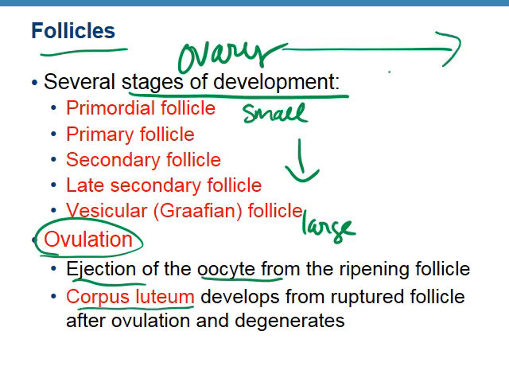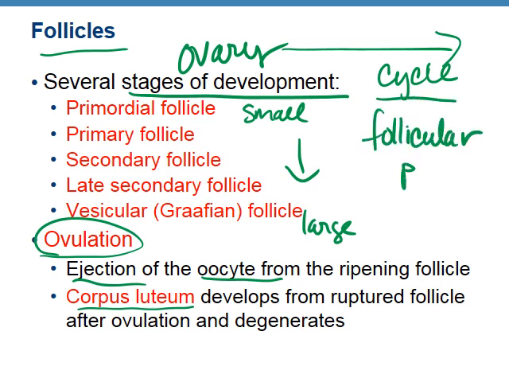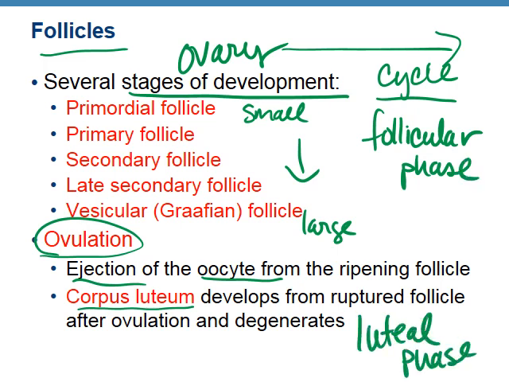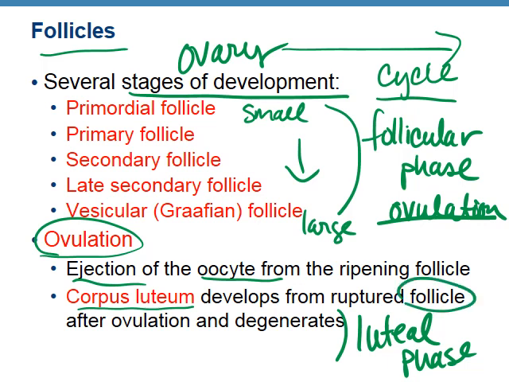So when we look at the ovarian cycle, you're going to see the terms follicular phase, and then you're going to see the term luteal phase. And what separates these two phases? Ovulation. So the follicular phase is when the follicle is growing. The luteal phase is when the remaining follicle cells are producing hormones.